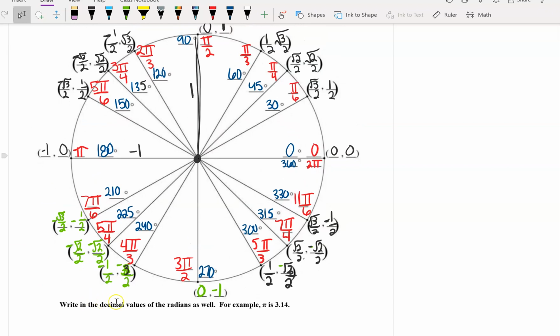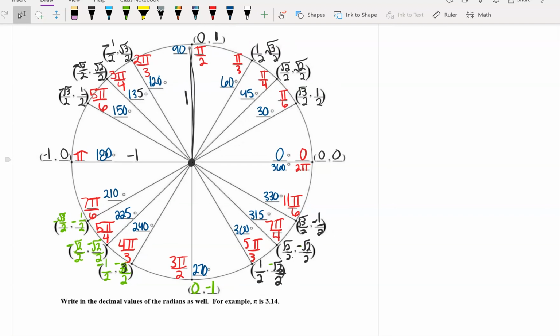Wow, they also want us to write in decimal values for radians as well. So I'm going to pause the video and do that for you guys so that I don't waste any more time. But this is definitely something to talk about with your teacher in class and practice a lot. I'm actually going to write in the decimals for all of the radians because that's a lot of them. But I'll do them just for the north, south, east, west points.